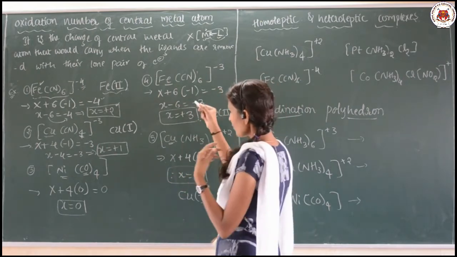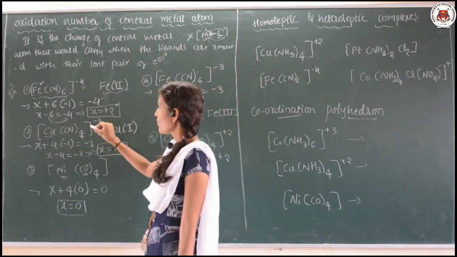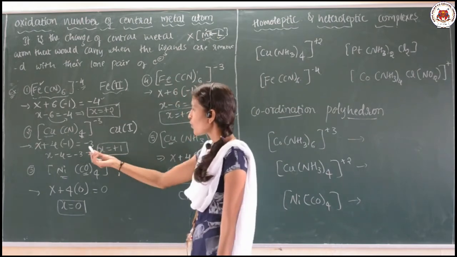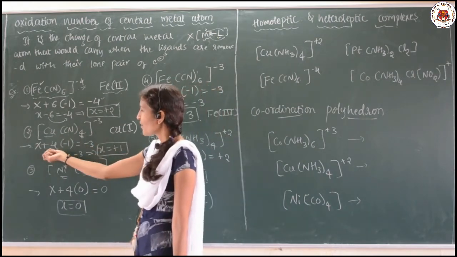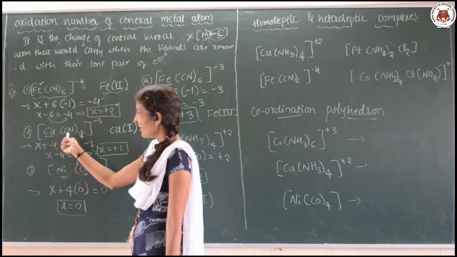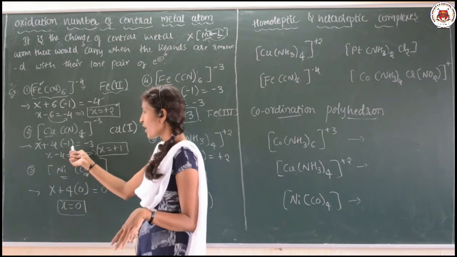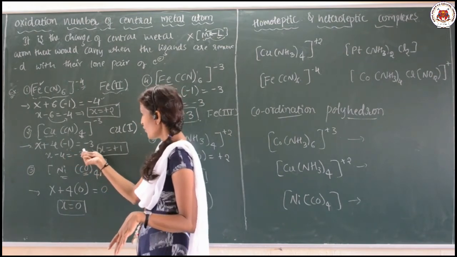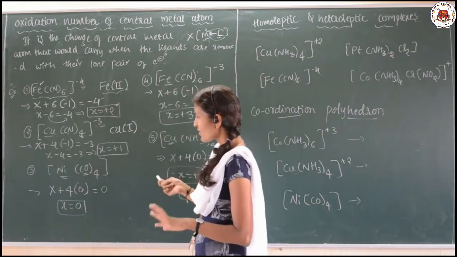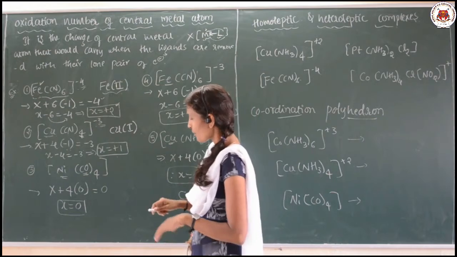And then second, here [Cu(CN)4]3-, a complex ion. So Cu means X, and totally how many CN? 4, and each CN gives us -1. -1 I have substituted here, which is equal to -3. So the value will be X is equal to +1. Cu is in the +1 state.